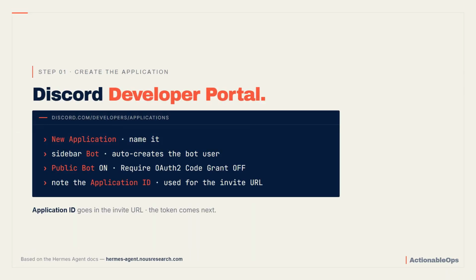Step 1. Make the application. Go to discord.com/developers/applications. Click New Application. Name it. Note the application ID. Click Bot in the sidebar. Set Public Bot to On. Discord makes a bot user automatically.